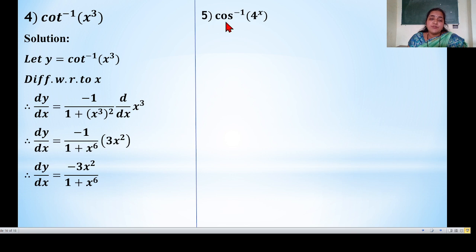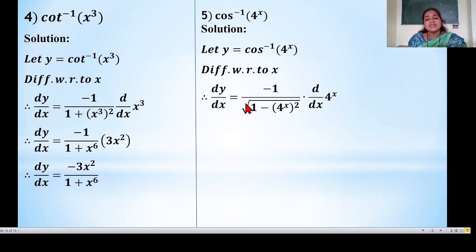So again this is a composite function. First we find the derivative of cos inverse and then we find the derivative of 4 raised to x. So let's start the solution. Y is equal to cos inverse of 4 raised to x. So what is the derivative of cos inverse of x? It is minus 1 upon square root of 1 minus x square. But here x is replaced by 4 raised to x. So we differentiate with respect to x. So dy by dx is equal to minus 1 upon square root of 1 minus (4 raised to x) whole square, and again find the derivative of 4 raised to x.